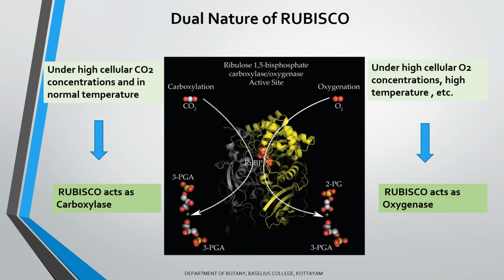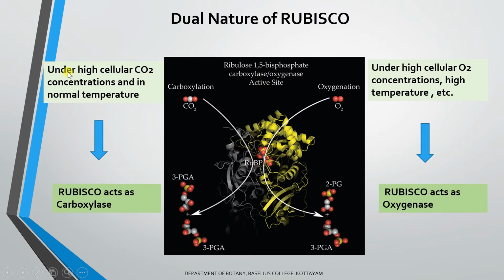Let's learn about the dual nature of Rubisco. I hope all of you remember what we have learned about Rubisco in the Calvin cycle. Rubisco is ribulose 1,5-bisphosphate carboxylase oxygenase. It is an unusual enzyme which possesses a dual nature. It possesses the ability of both carboxylation and oxygenation of RuBP.